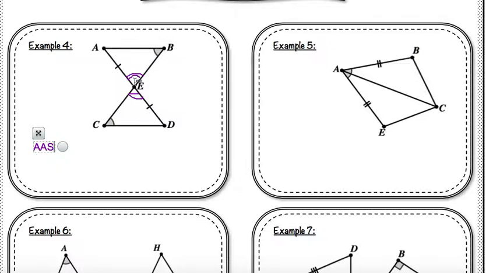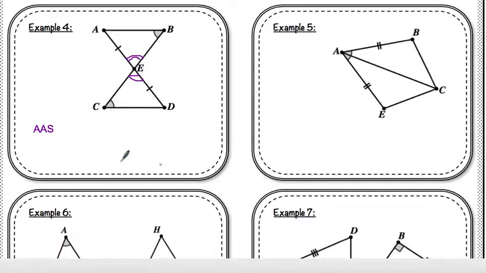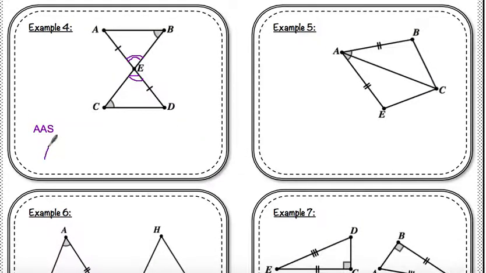I have angle, angle, and side. If you did this and you saw side, angle, angle, well, that's just angle, angle, side backwards, and we don't use side, angle, angle. We like it to be angle, angle, side. Okay?